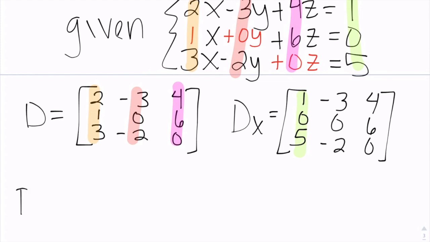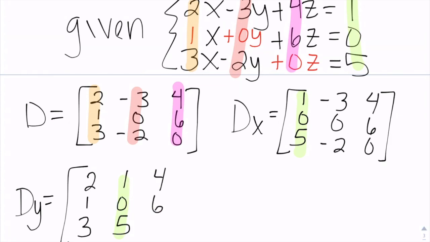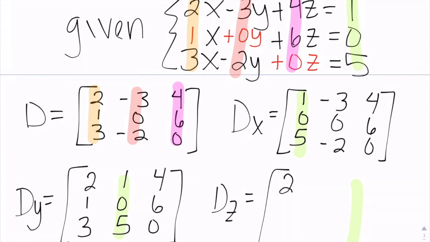And then we're going to do D sub y, and that's where our y column will be replaced with our constants, and everything else remains the same. And then we'll have D sub z, and this is where our z column will be replaced with the constants, and everything else remains the same.